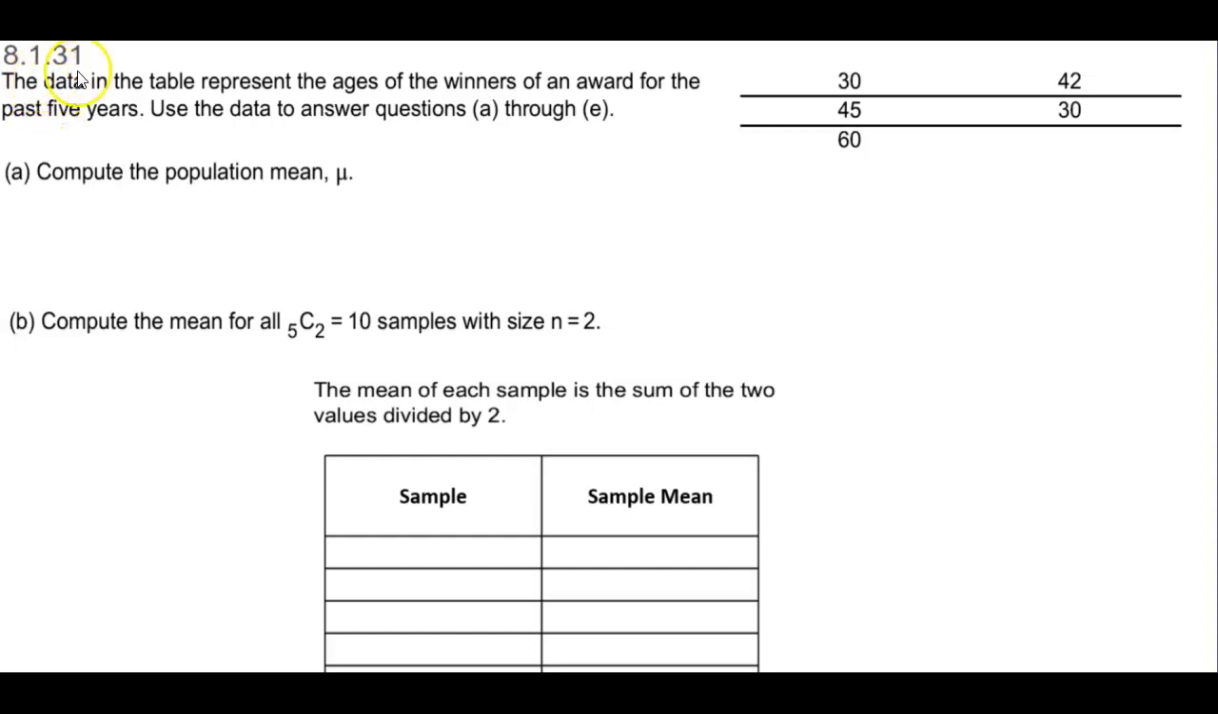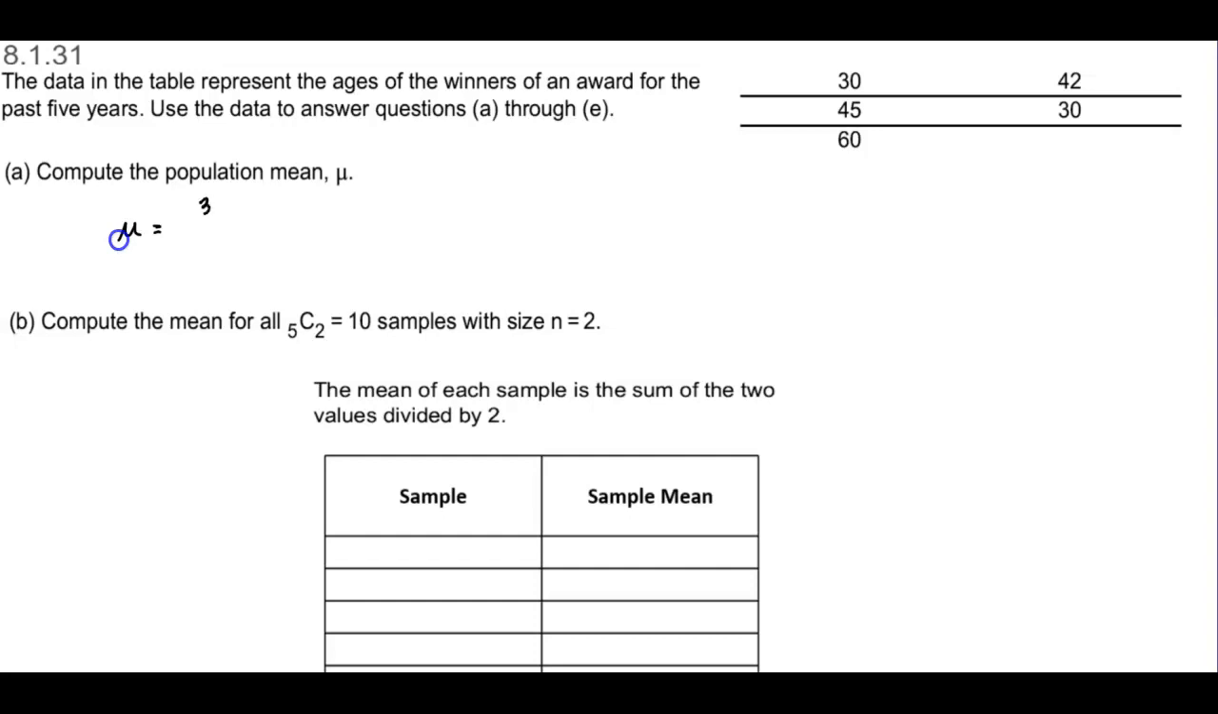Section 8.1.31. The data in the table to the right represent the ages of the winners of an award for the past 5 years. We're going to use this data to answer the questions from A through E. The first thing we want to do is compute the population mean. To compute the population mean, we add them all up and divide by the amount that we have there.